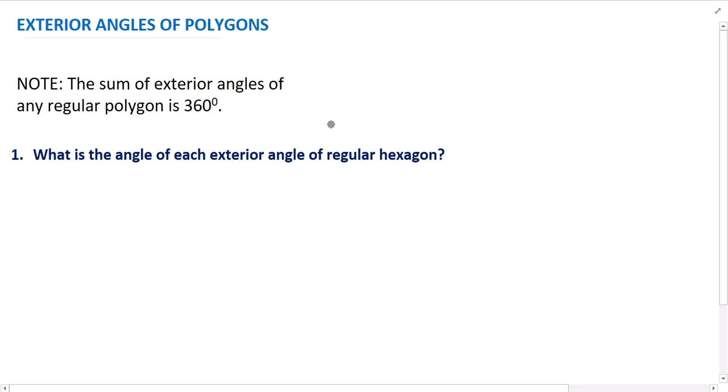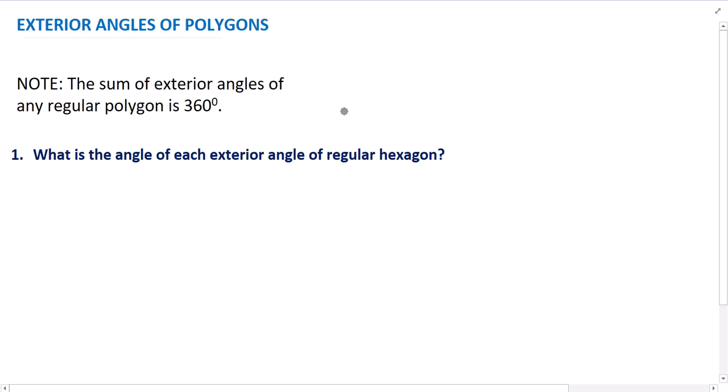Okay, just before we continue with this lesson and solve questions, ensure you see the previous lesson, which is on interior angles of polygons. If you don't go through the last lesson, you might have some challenges or you might find some things confusing in this lesson. So ensure you see the previous lesson, then come back and continue with this one.